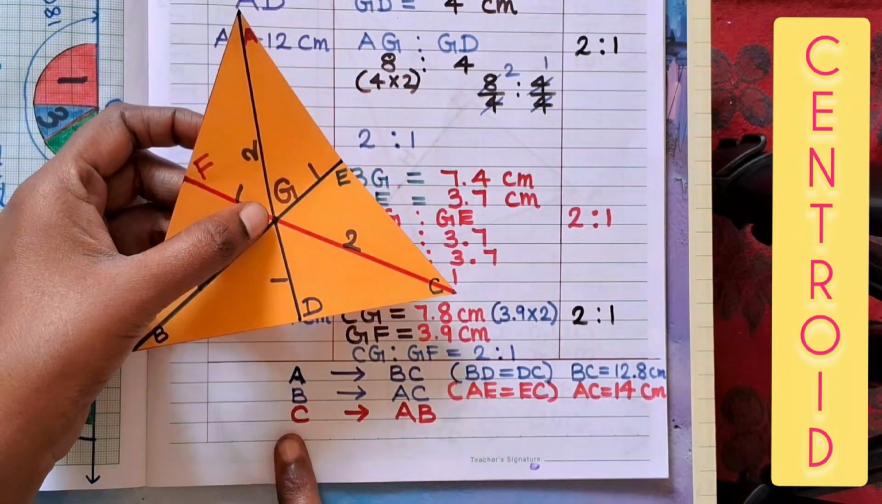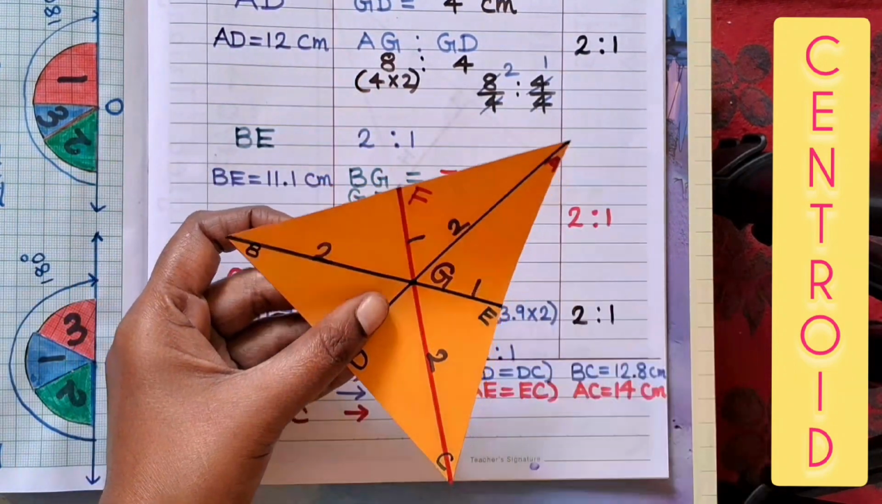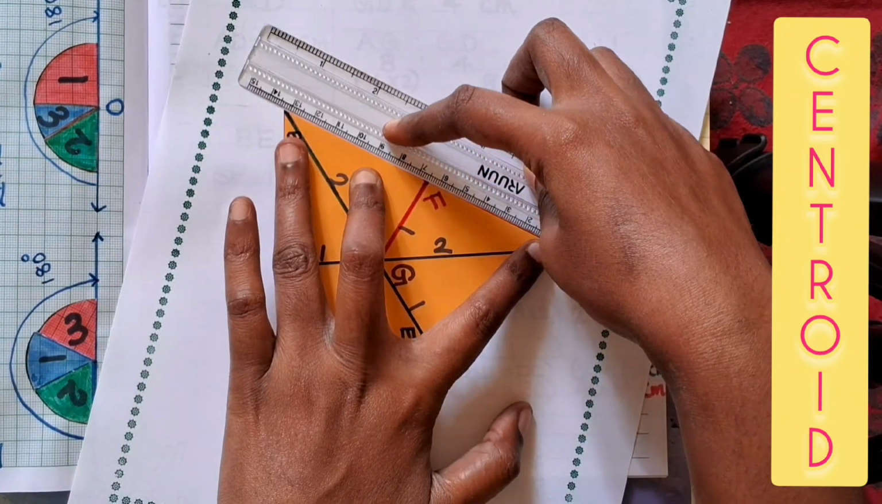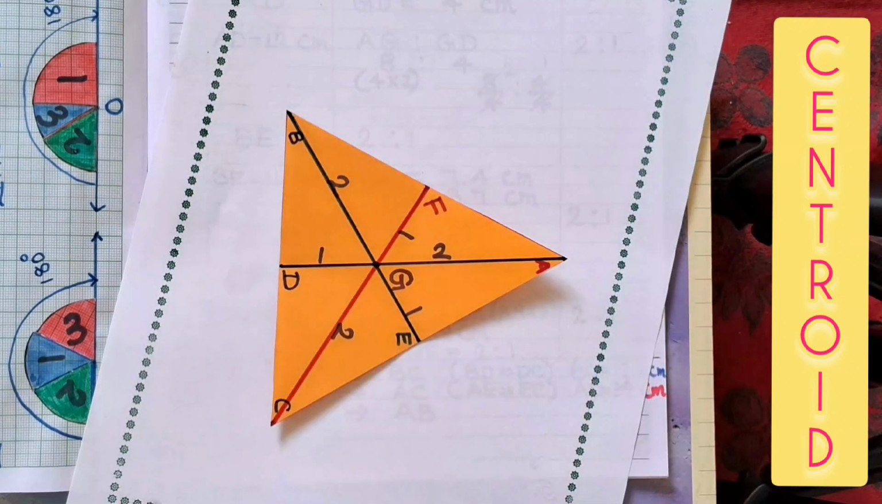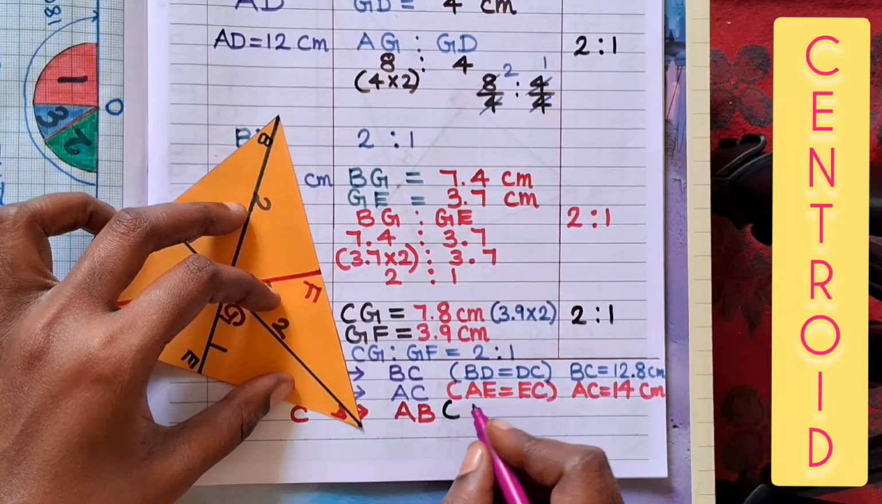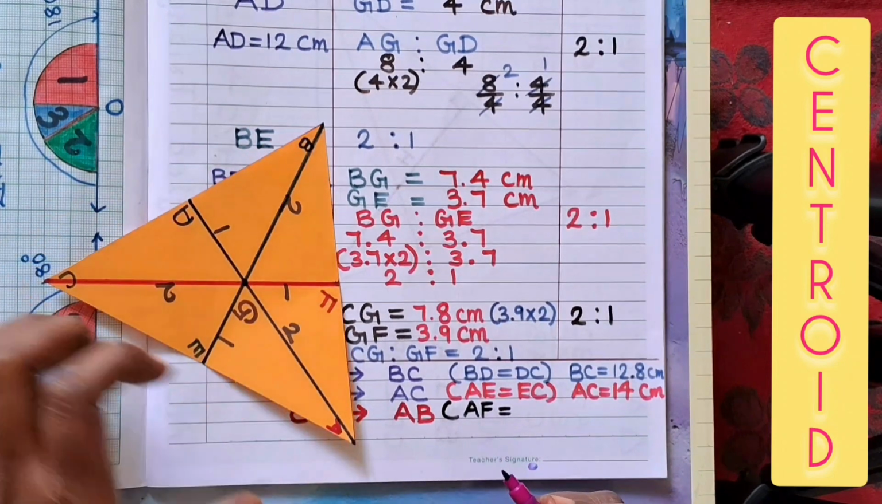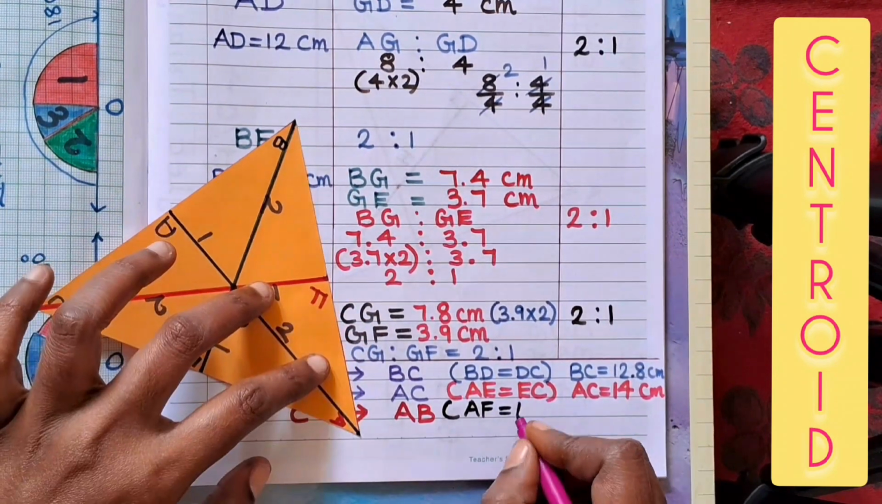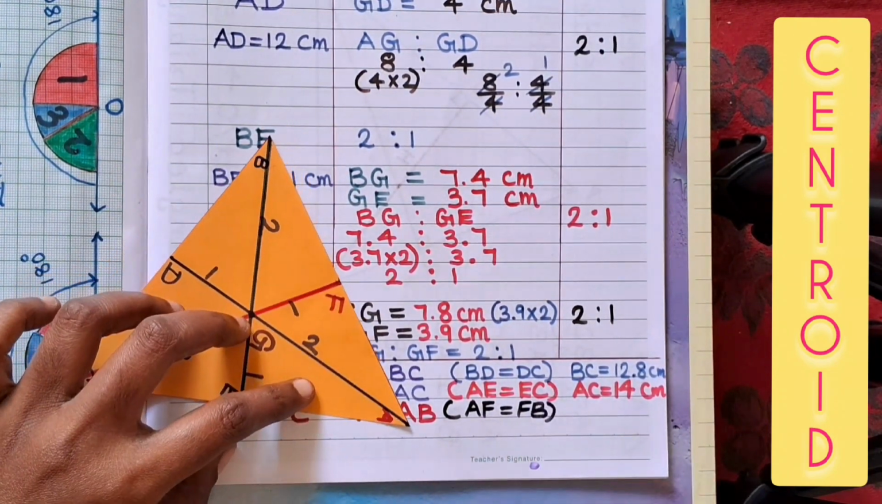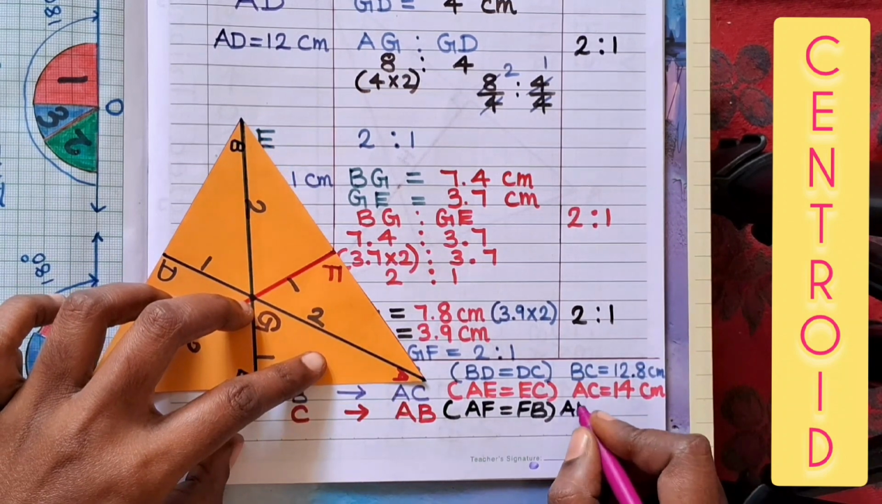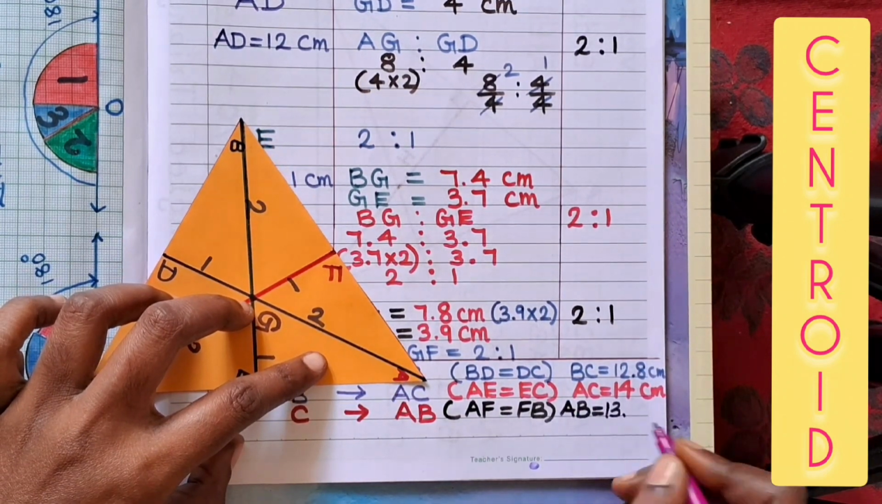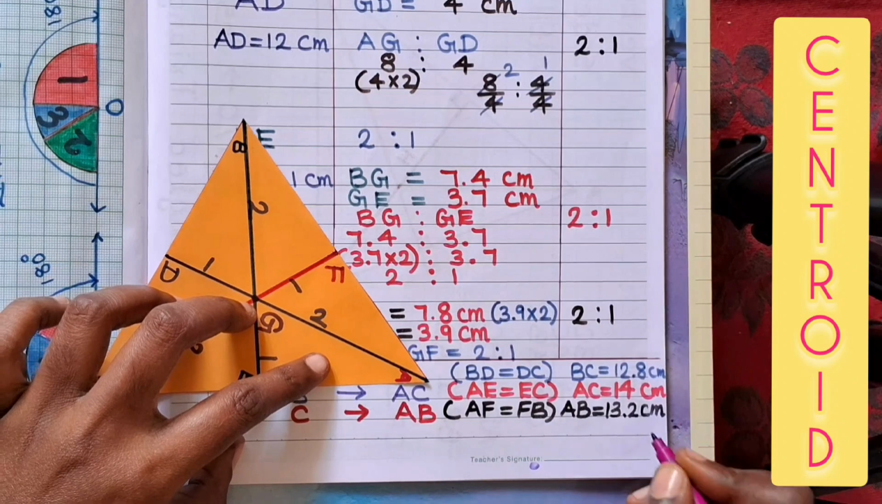When a midpoint F is created on the side AB, the length of AF must be equal to length of FB. So AF equals FB. AF equals 6.6 centimeter. FB equals 6.6 centimeter. When you add it, you will get 13.2 centimeter. So AB equals 13.2 centimeter.